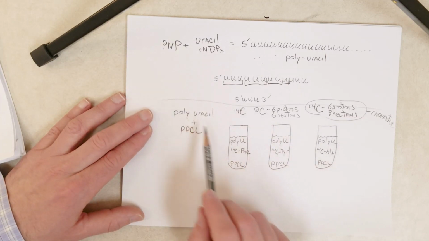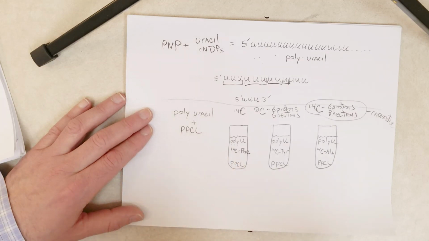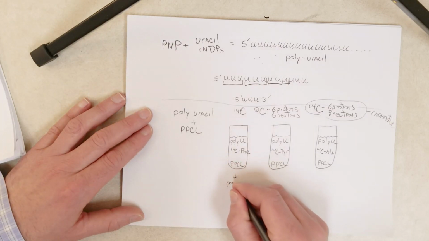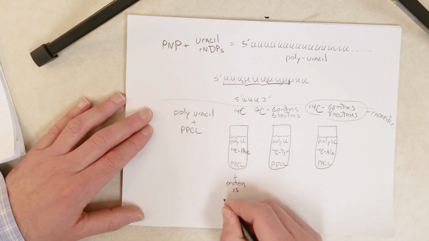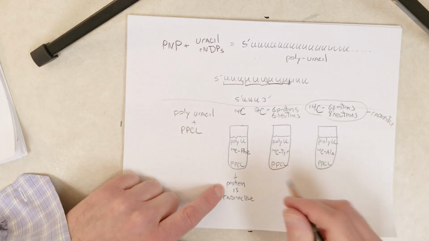They added the polyuracil, they added PPCl, they added 14C phenylalanine, and they let the reaction incubate for a certain amount of time. Then they isolate proteins. So when they isolate the proteins, they don't get the free amino acids. They purify that protein that was synthesized in this test tube, and they free it away from any free amino acid, such as 14C phenylalanine. And when they look at the protein, it is radioactive. So the protein that was made in this test tube is radioactive.